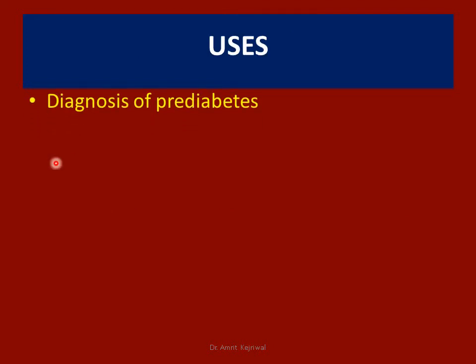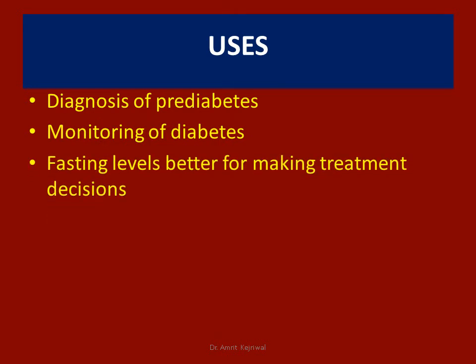Uses. It is helpful in the diagnosis of pre-diabetes and monitoring of diabetes. Fasting levels are better for making treatment decisions. What actually happens when patients come to doctors with a single blood test other than HbA1c, such as random blood sugar, FBS and PLBS, they generally fast for a few days before getting the test, and there is a tendency to deceive the doctors, and after that they start consuming sugars again. So HbA1c gives you a better average, but still fasting levels are better for making treatment decisions.